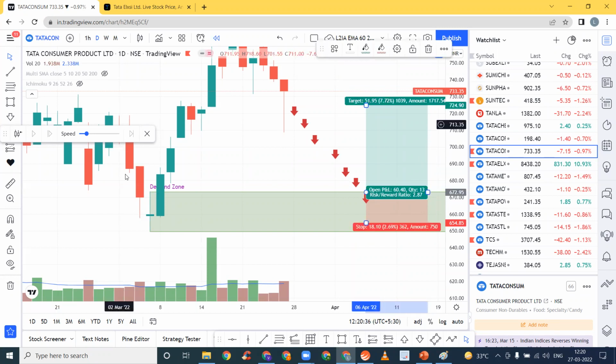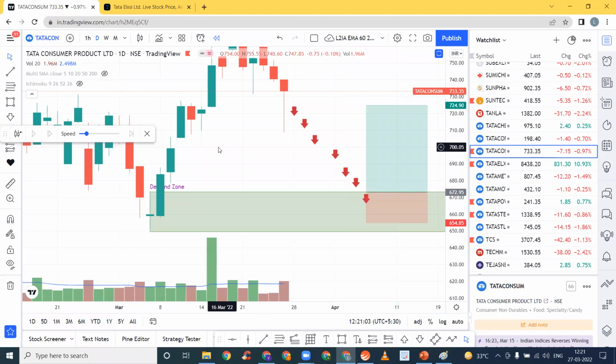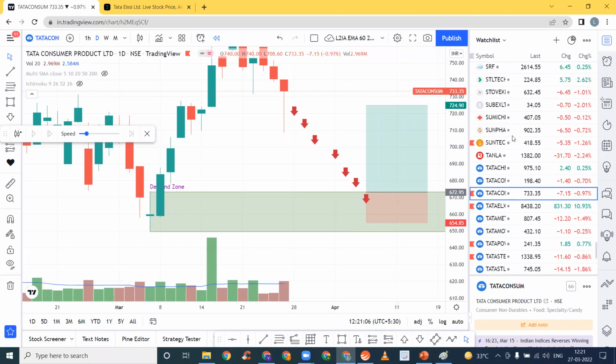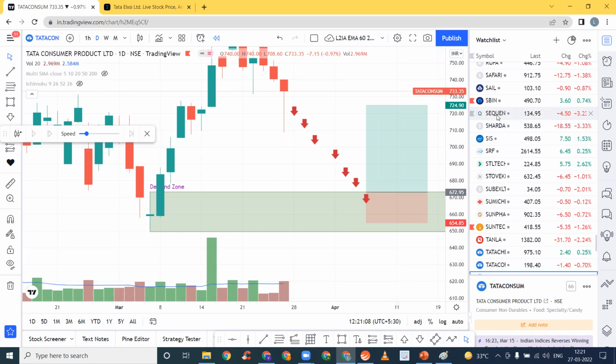So what is my setup? I mark the demand zone here. I saw there is a good possibility of people buying here. It went up, up, up. And then it can take 2, 3, 5 days, it can take 10 days also, depending upon how much the stock is moving. So once it comes from 730 levels to 672 levels, my demand zone is marked over here. This is the reversal area. And I expect my stock to come to this level. Let us mark some other demand zone. See sequence.